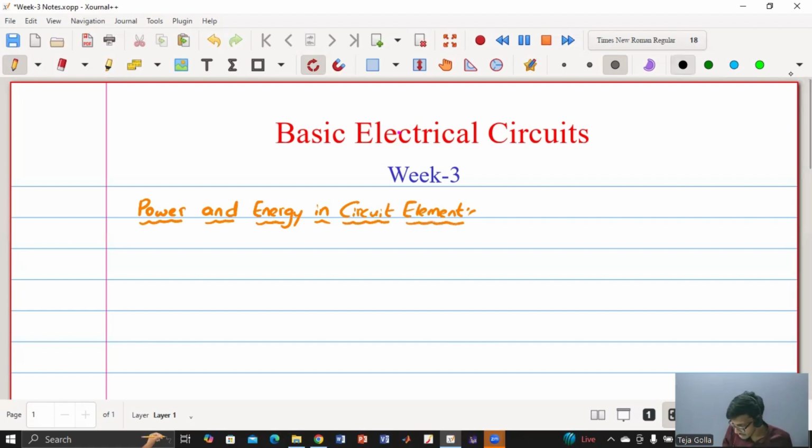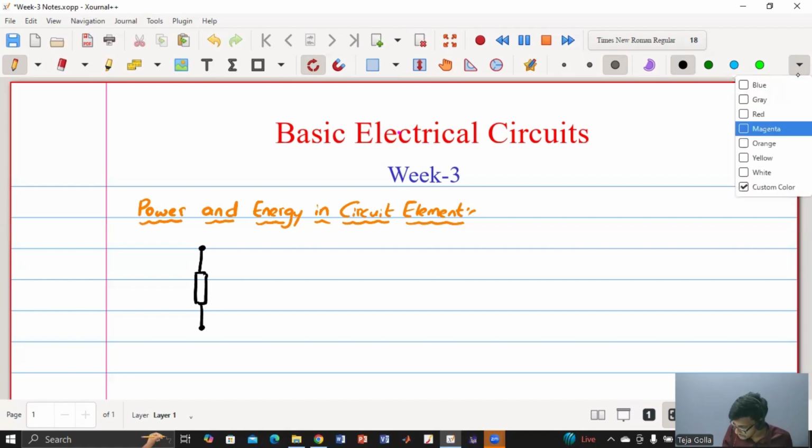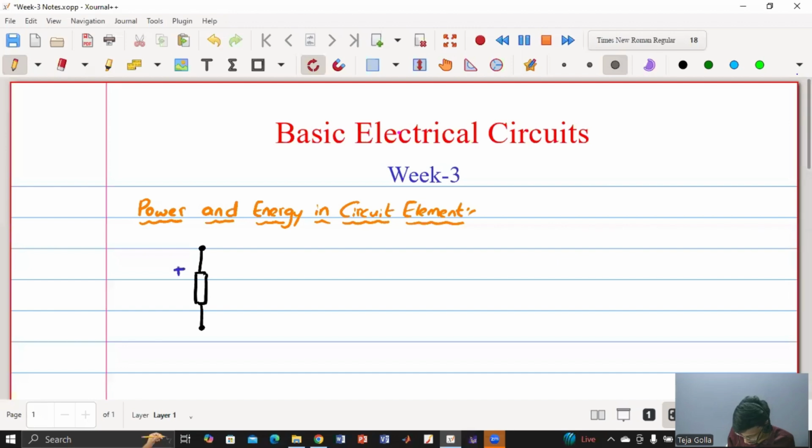So if we consider any circuit element, say it could be resistor, inductor, or capacitor, or any voltage source, I'll represent it as a two-terminal element because it has two terminals. Say the polarity of the voltage is V, and current is entering into that element. Then the power is defined as, say, V and I are functions of time. So I'll mention V of t, I of t, which is a generalized statement.